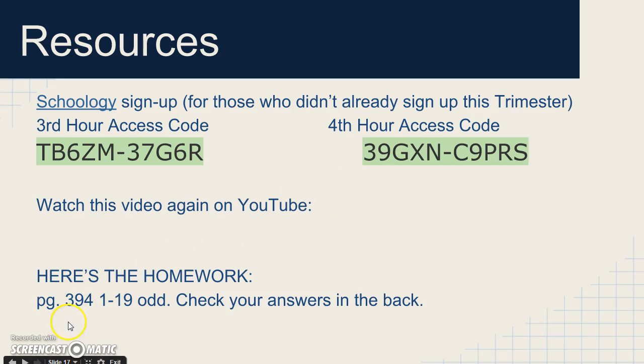And then finally, here's the homework for the day. Okay, page 394, 1 through 19 odd. That's all. Okay, that's all the check your understanding homework. It's all the odds. So what do I expect you to do? Check your answers in the back of the book. Okay, doesn't mean copy them out of the back of the book.